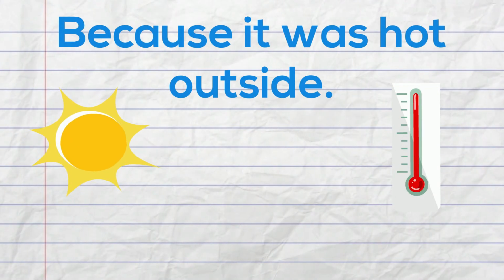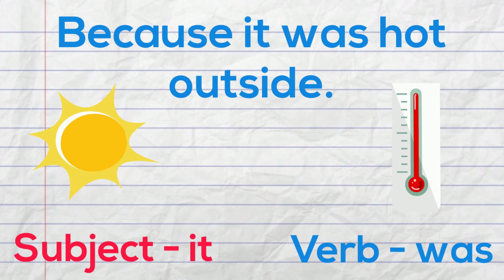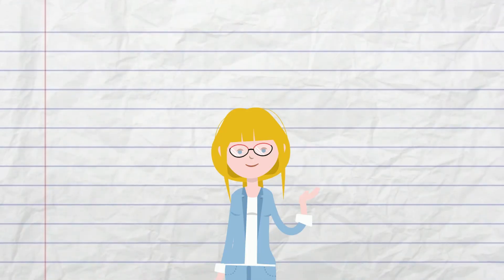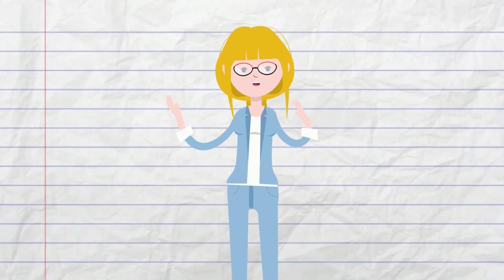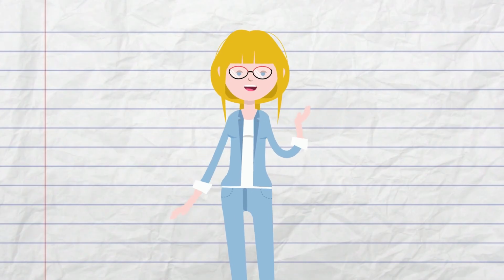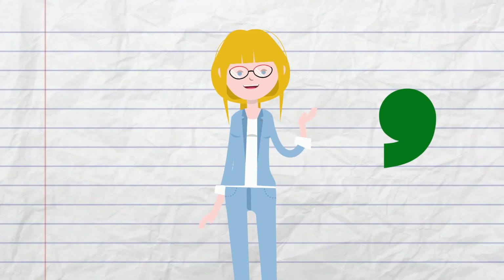Because it was hot outside. You are in the same situation with this fragment as you were with the one before. It and was seem to be the subject and verb until closer inspection. Because it was hot outside, what happened? So again, you will need to add a complete sentence to the end of this fragment to express a complete thought. And remember to put that comma after the dependent clause.